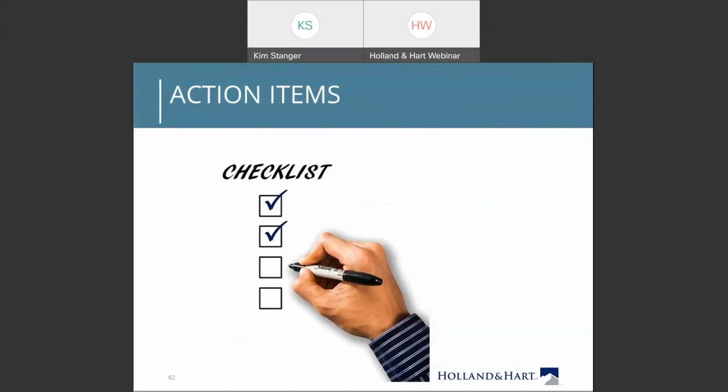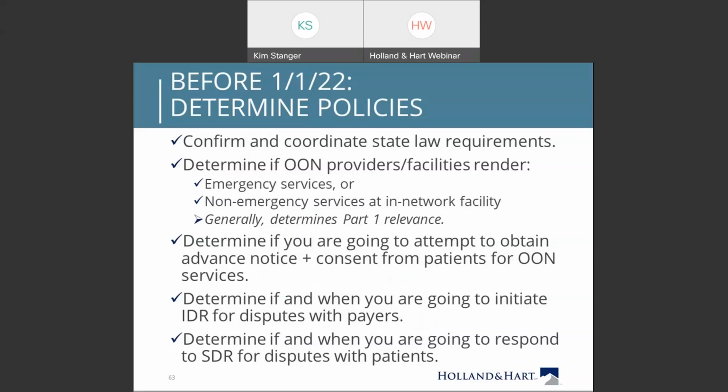Let's talk briefly about what the net effect of that is. What do we have to do by January 1st, 2022? Well, this is kind of my quick checklist. You should confirm and coordinate state law requirements to make sure you understand what you have to do. You need to determine if you are an out-of-network provider or out-of-network facility that renders emergency services or non-emergency services at an in-network facility. If you are, that generally determines your Part 1 compliance, right?